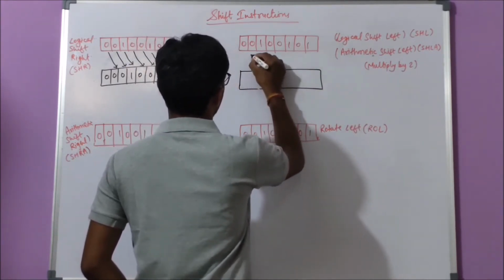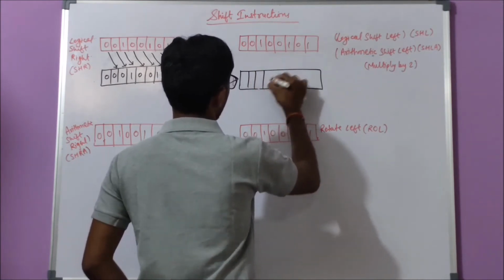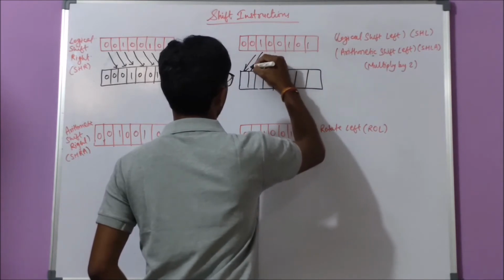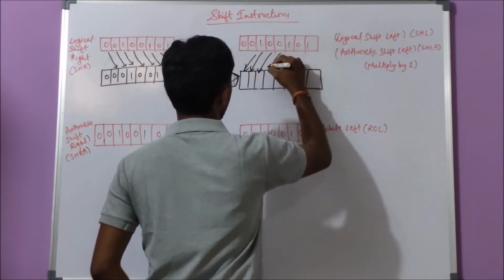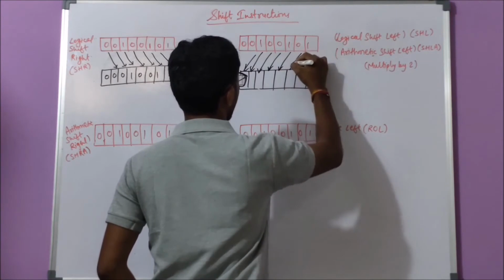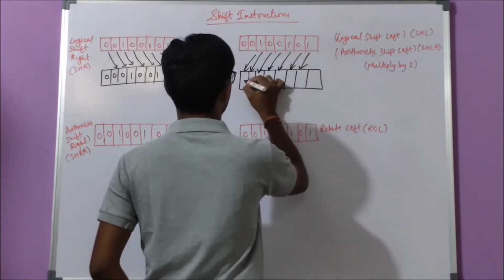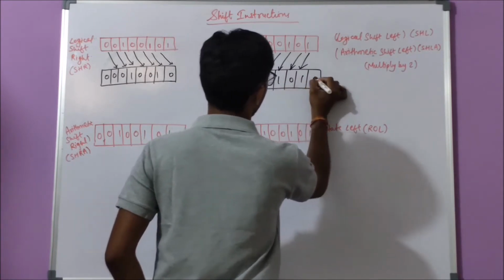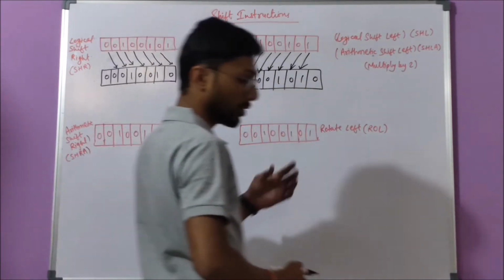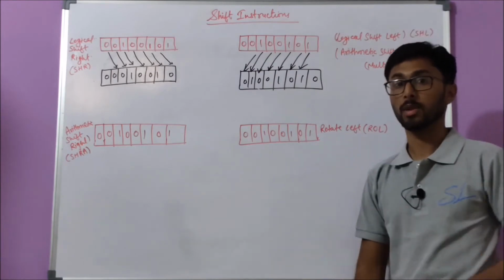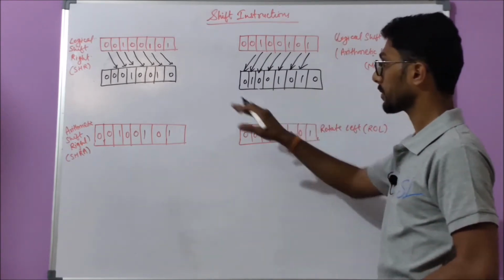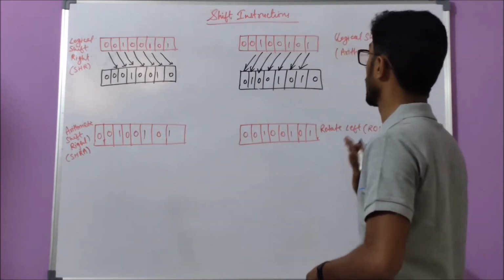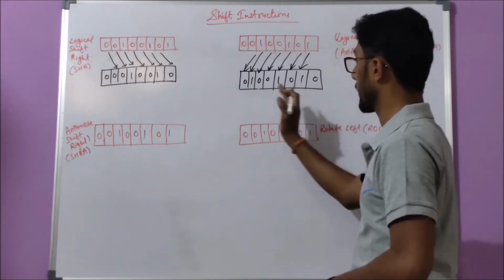Now we are shifting to the left side, so first draw. So 0 1 0 0 1 0 1, and the last bit will be equal to 0. This is how logical shift left and arithmetic shift left work. In logical shift right, we move our bits to the right-hand side. In logical shift left, we move our bits to the left-hand side.